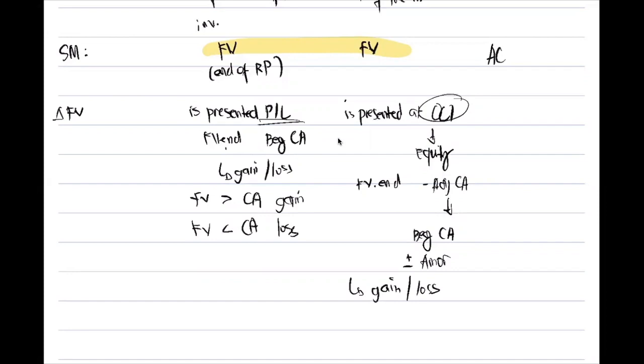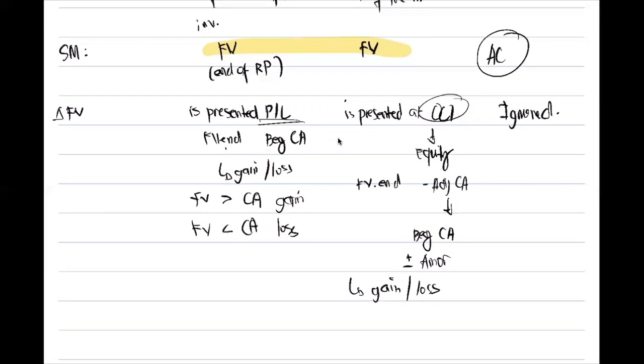Next, amortized cost. How do we treat your changes in fair value? The change in your fair value in amortized cost is ignored. Why? Because again, we subsequently measure it at amortized cost, not at fair value. So it is ignored, guys.